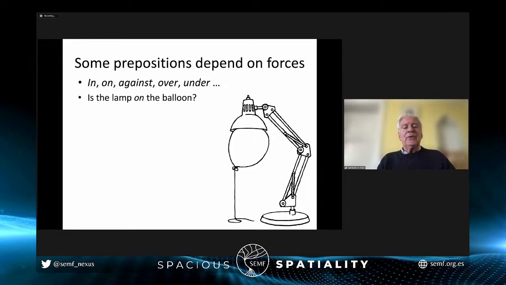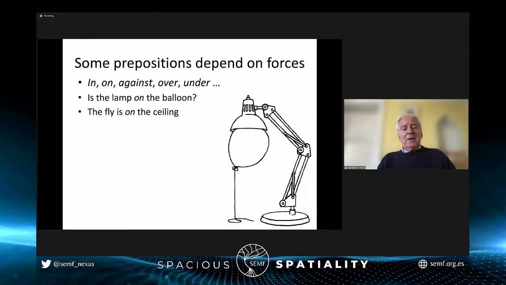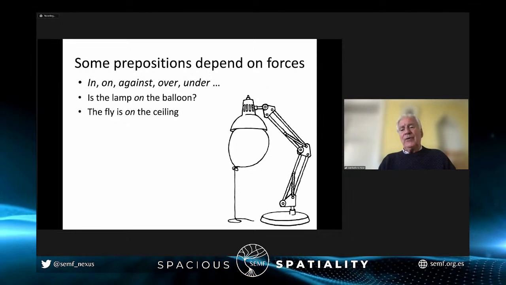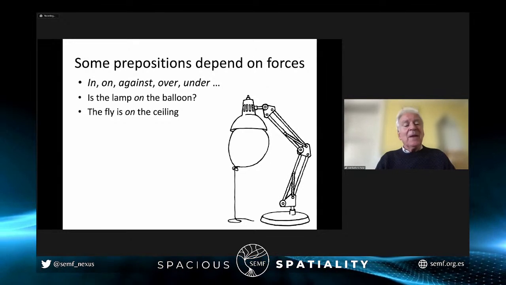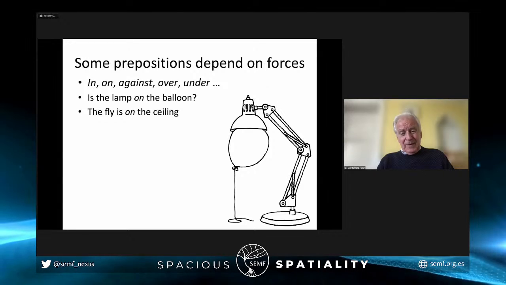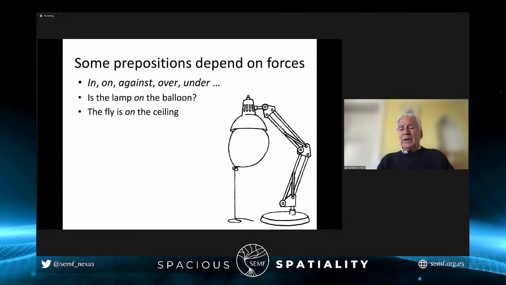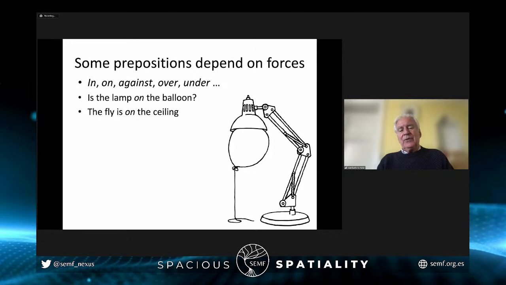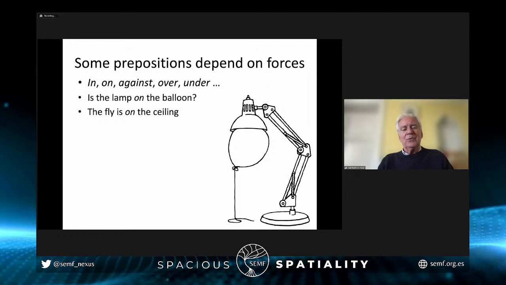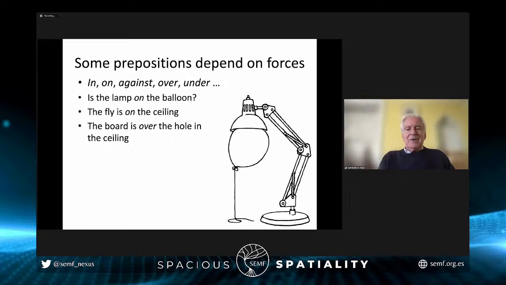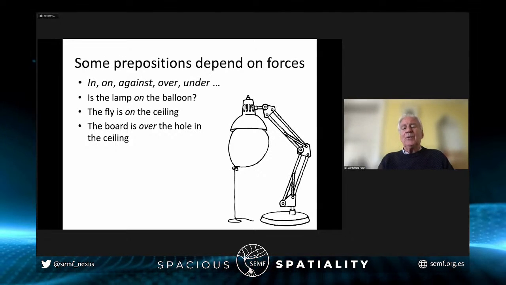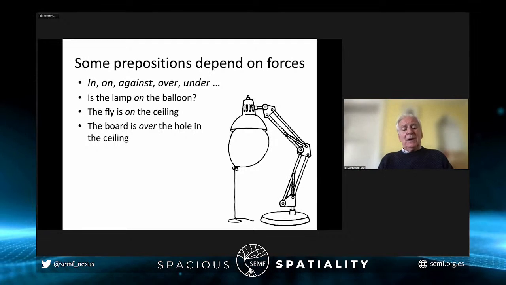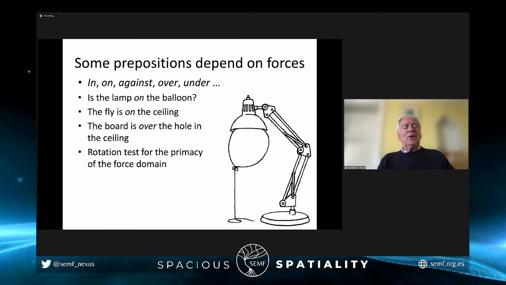And I can make similar analysis for against and over and under. So here's another example. The fly is on the ceiling, you say in English. In Swedish, we actually say this fly is in the ceiling. So there's a difference here. Why is it on the ceiling? Well, because the feet of the fly exert a force that makes it stick to the ceiling. So that's why there is a force relation here. Similarly, if you nail a board over a hole in the ceiling, you would say it's over the hole in the ceiling, even though the board is below the hole. So I developed what I call a rotation test.